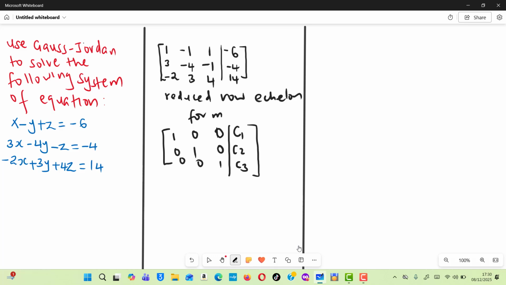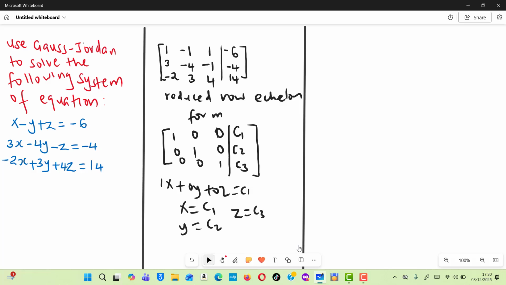Our new matrix should always look like this, so that if we go back, the first row represents the coefficients of the first equation, the second row represents the coefficients of the second equation, and the third row represents the coefficients of the third equation, such that, for example, in the first row, 1x plus 0y plus 0z equals C1. So clearly x will be C1, the same applies to y being C2, and z being C3. That's our main plan or goal at the end of this video.